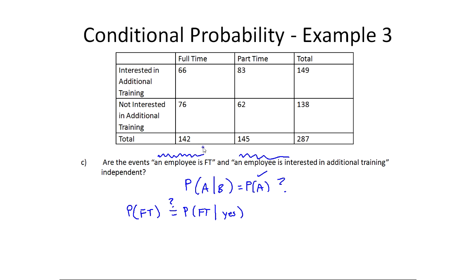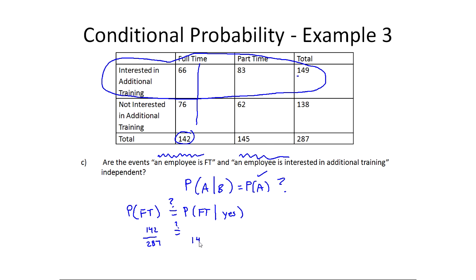Okay, probability of full-time, there are 142, so we're looking down here, 142 full-time employees out of the 287. So we want to know, does this equal? And now full-time given yes, so the known event is yes, they're interested. So I'm looking at this group right here, they're interested. And so that would be a total of 149. And how many of them are full-time? It's 66. So the question is, do these two equal or not? And they do not if you check in your calculator. So these are not equal. So I would say the events are dependent.